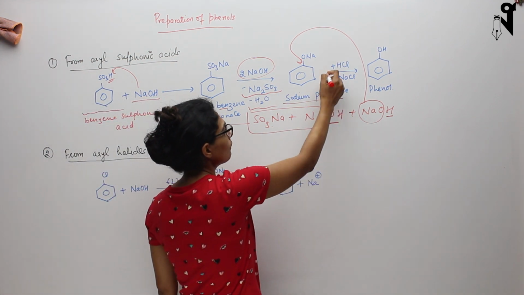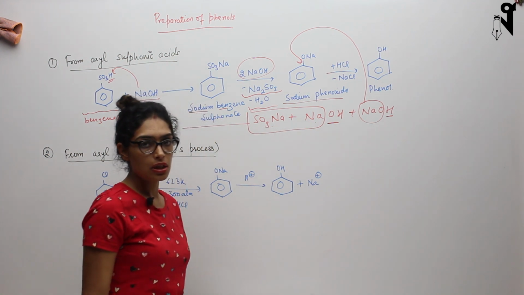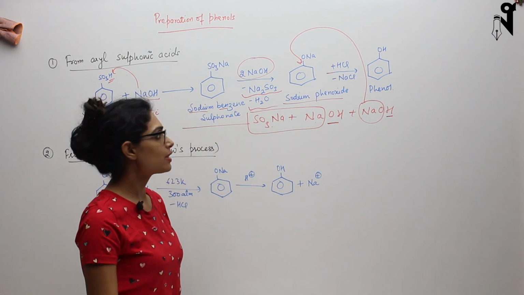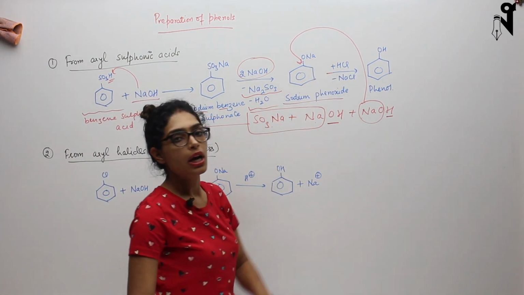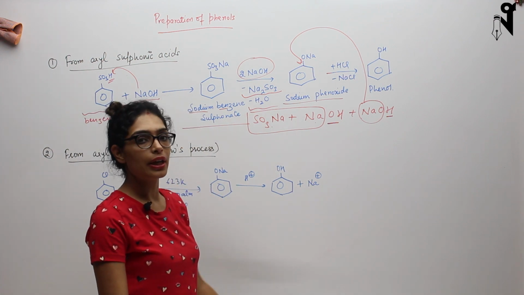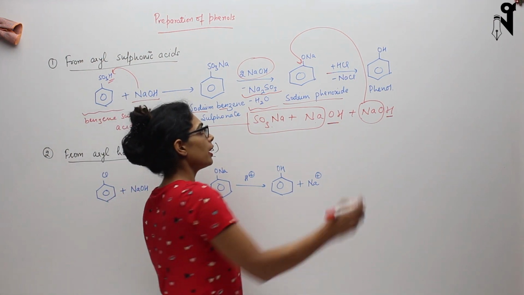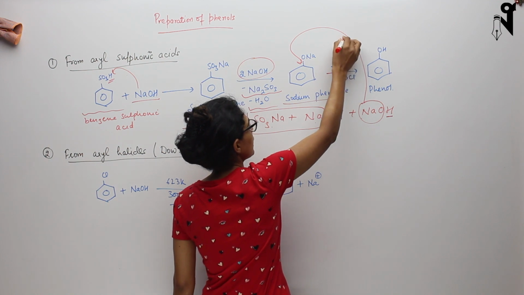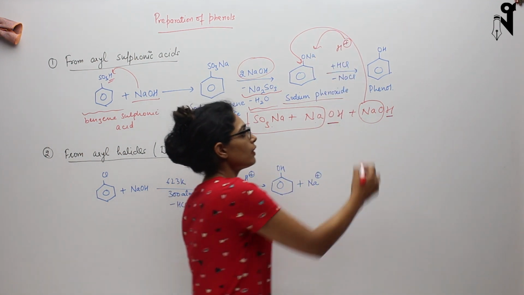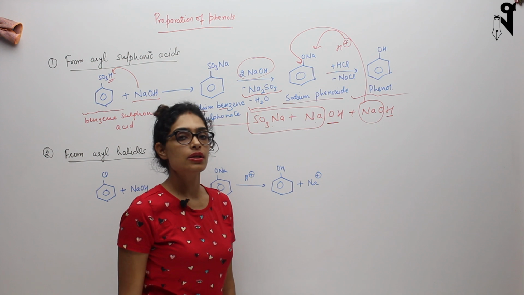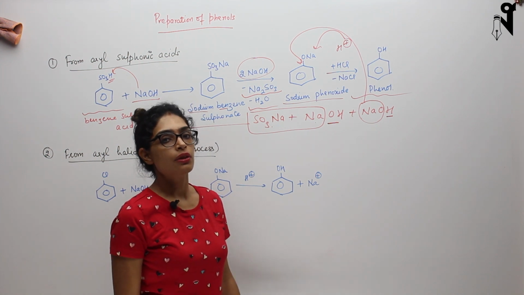Now the sodium phenoxide will be treated with any kind of acid which can do further acidification, basically which can replace the sodium with hydrogen. So we have taken HCl here. You can take any other acid also. They may write it as H+. This H+ will go and will replace sodium, and eventually you'll get the phenol. So this is the first method of preparation of phenol.